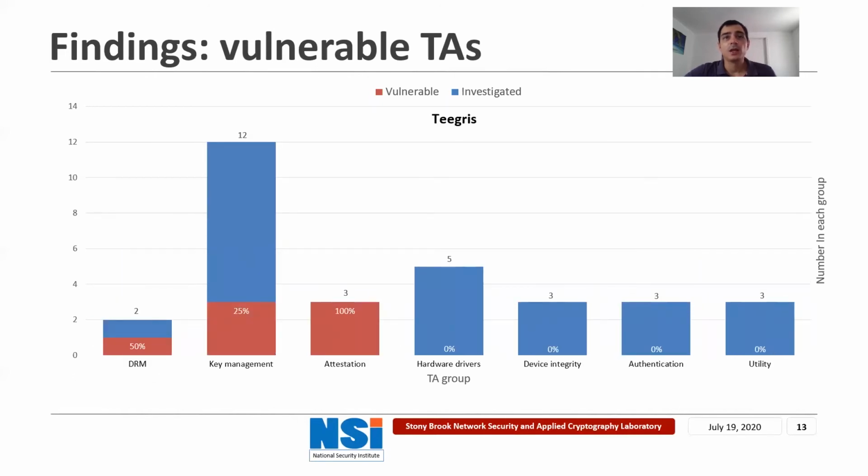Let's take TAs running under Teegris as an example. 1 out of 2 DRM TAs contain vulnerabilities that allowed leaking or compromising sensitive data. 25 key management TAs expose cryptographic keys, and all 3 attestation TAs contain at least 1 horizontal privilege escalation vulnerability. The TAs in the other groups were mostly stateless or did not manage significant non-model data across invocations. It took 2 engineers 4 weeks to analyze the 95 TAs running under the 3 OSes.